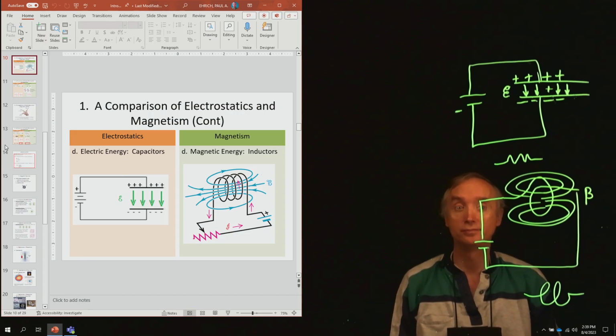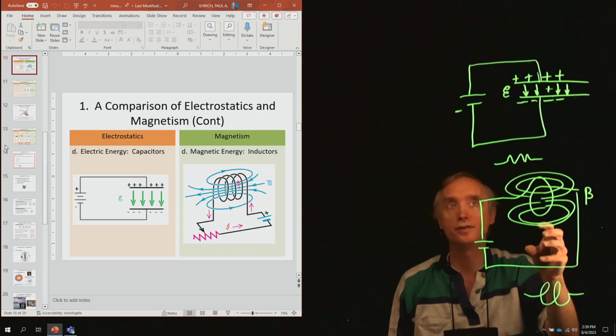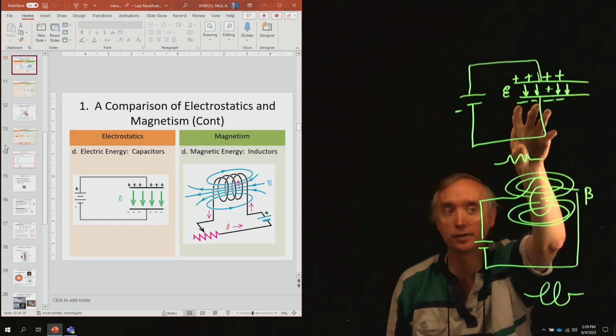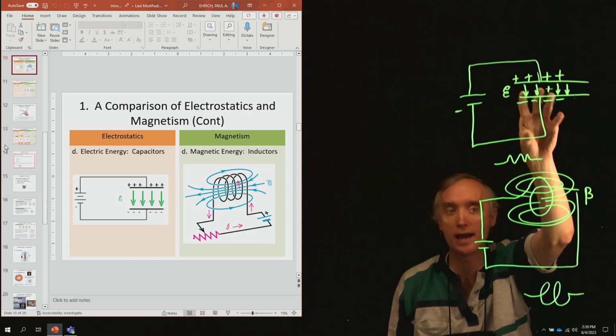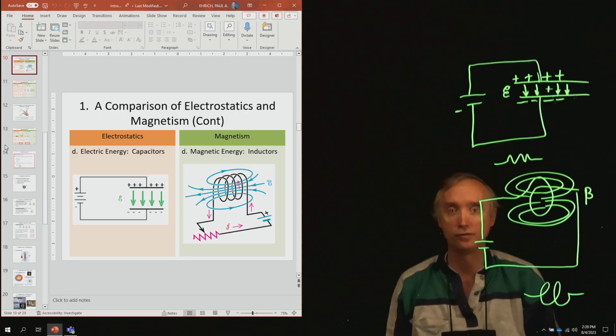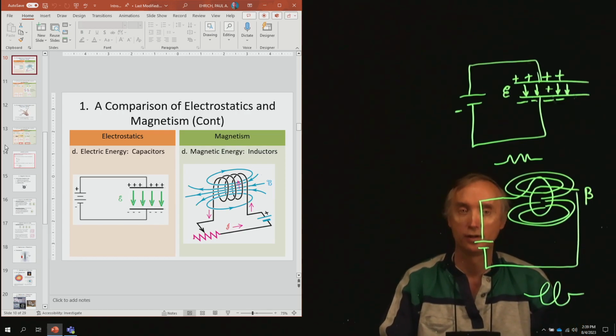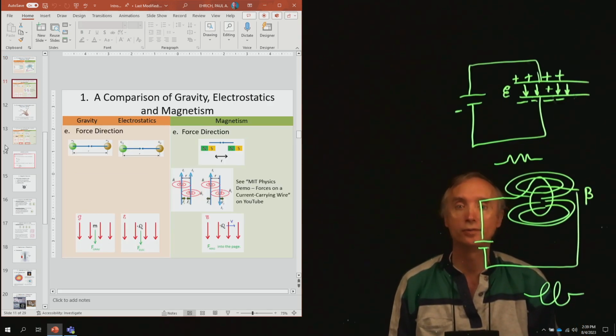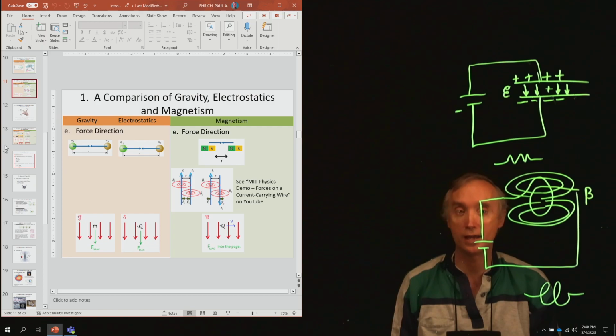All right, so be able to tell me what does a capacitor look like and what happens to it when you attach it to a battery, and then the same thing for the inductor. All right, in our next segment we are going to continue our comparison of gravity and electrostatics by talking about the fields that are created by them.